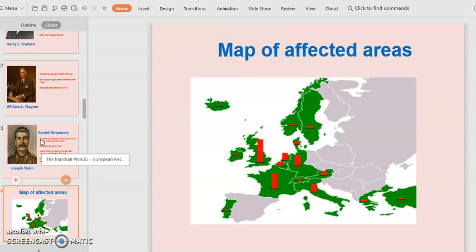As you can see in the map, the red areas show the parts of Europe that received the Marshall Plan aid. The larger the red bar, the more aid the city had.